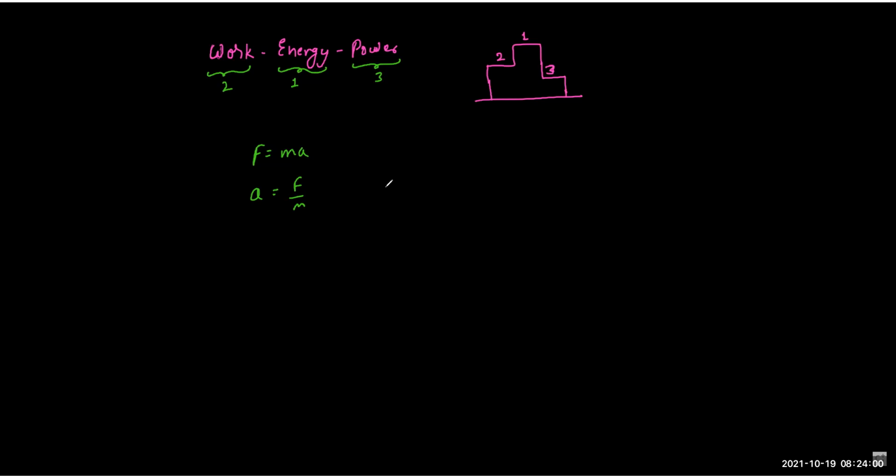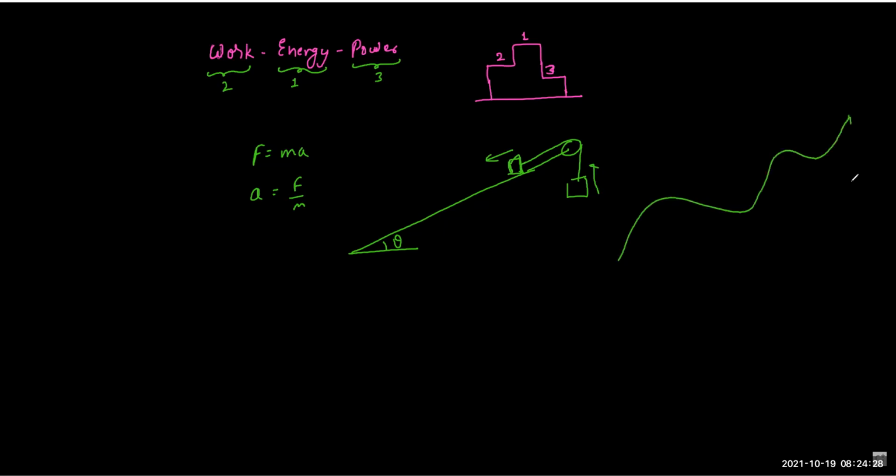But in a situation when the path becomes random, let's say if you remember that a block is kept on an inclined plane, maybe attached to a pulley. So we have been solving questions like this in which the path was well defined. So now the block is moving this way, it's going this way, and so on. But we never solved a question in which the path was like this.